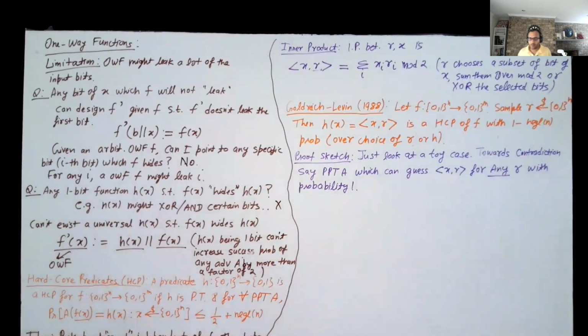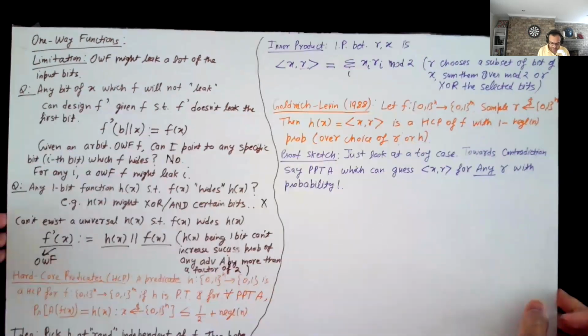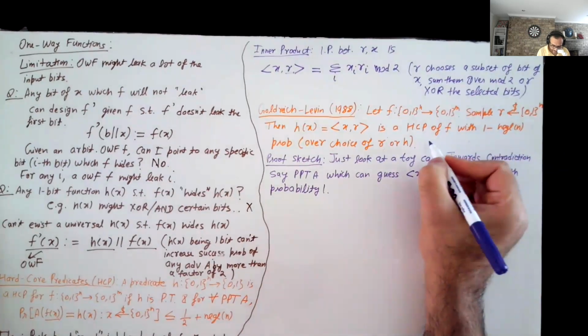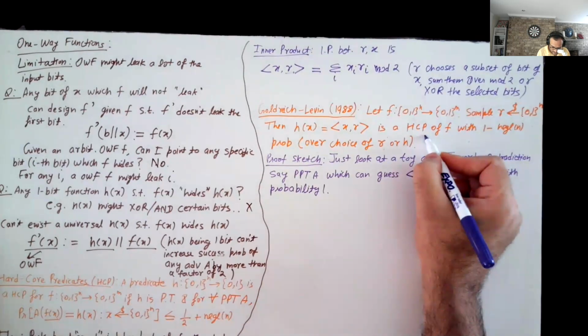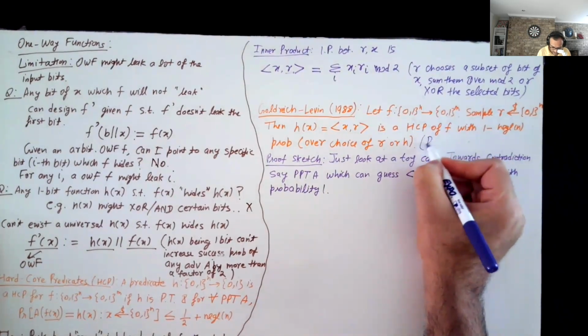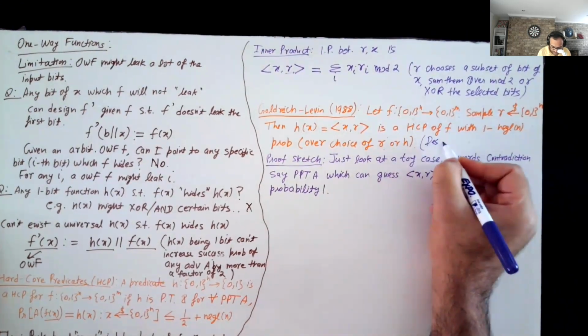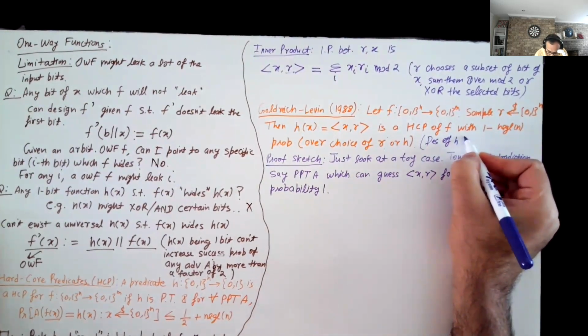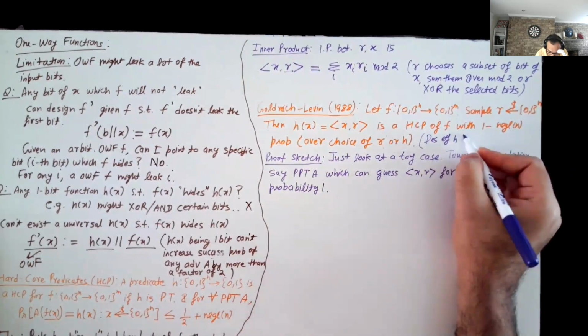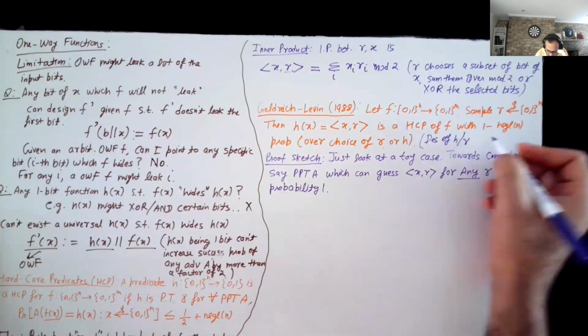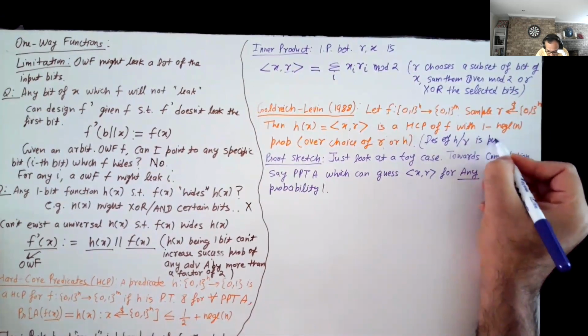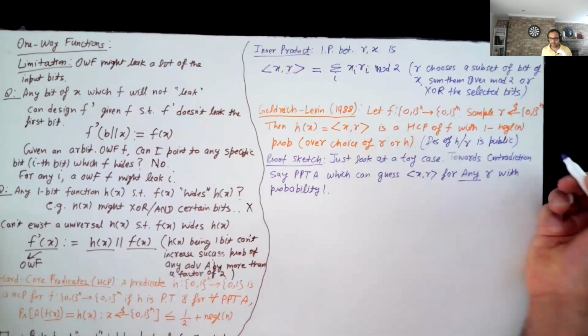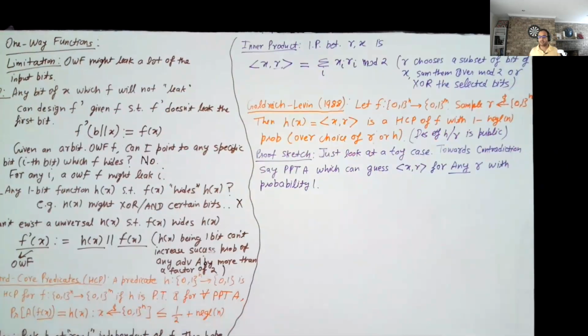And by the way, one thing I should note is that the description of H, which in particular contains R, is public. It is given to the adversary. So the adversary is indeed given R, and the adversary has to guess this inner product of X and R.